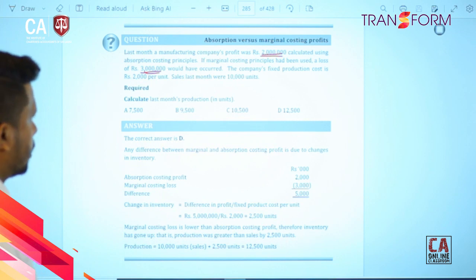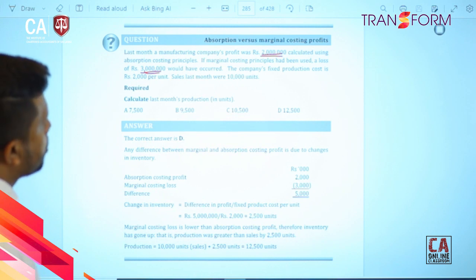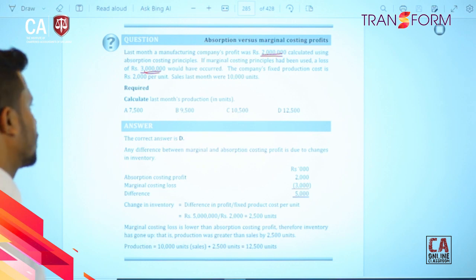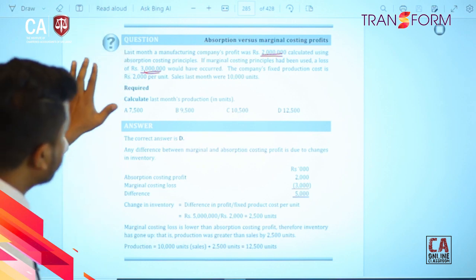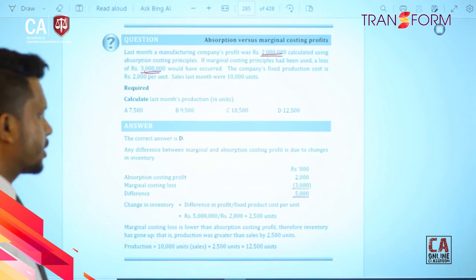It would have occurred. The company's fixed production cost is 2000 per unit. Sales last month were 10,000 units. So what is the requirement? Requirement is to calculate the last month production. They are asking the production.